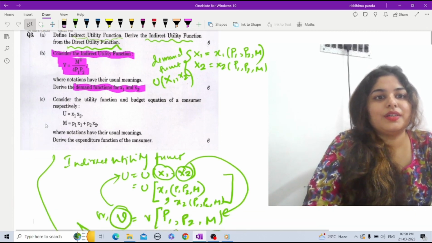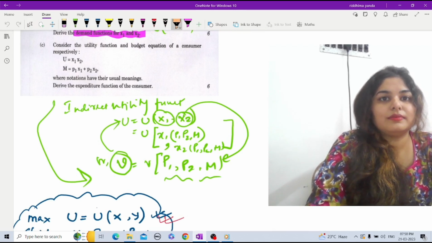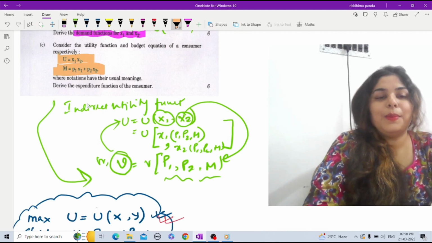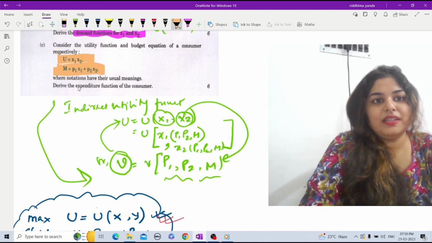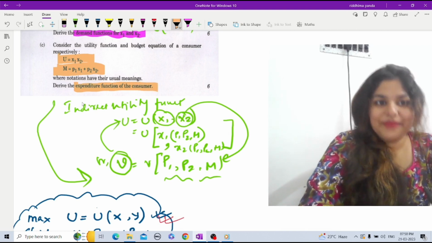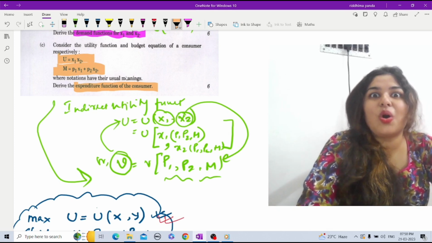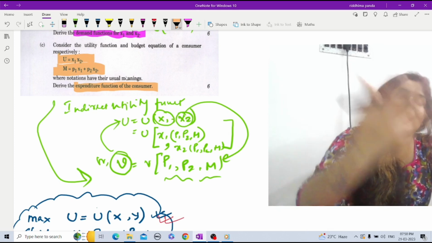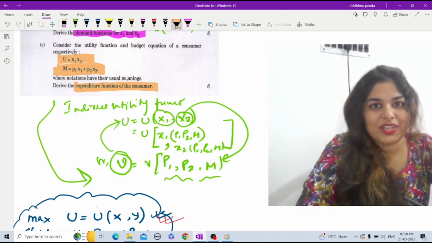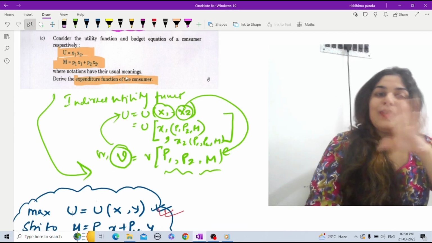Here in the third part, you're given a utility function and budget function, and you have to find the expenditure function of the consumer. Basically, the expenditure function of the consumer is the dual relation of what? The maximization of the utility. So here we have to do the cost minimization, so we have to write down the dual relation of the utility maximization problem.